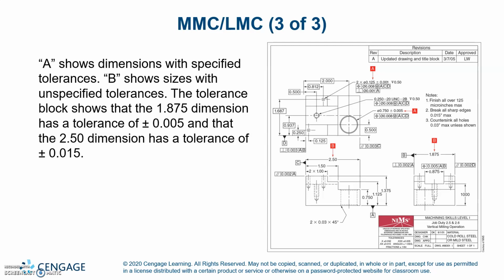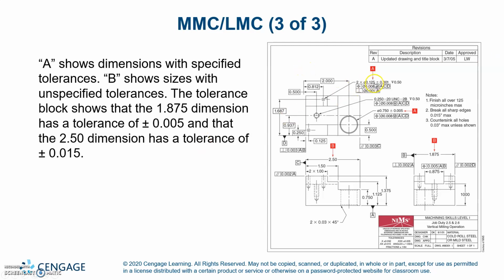A shows dimensions with specified tolerances. B shows sizes with unspecified tolerances. The tolerances block shows that the 1.875 dimension has a tolerance of plus or minus 5 thou, and that the 2.5 dimension has a tolerance of plus or minus 15 thou.